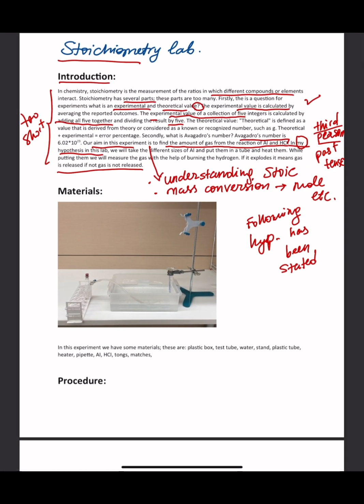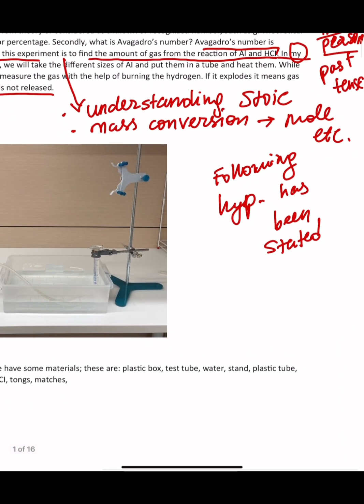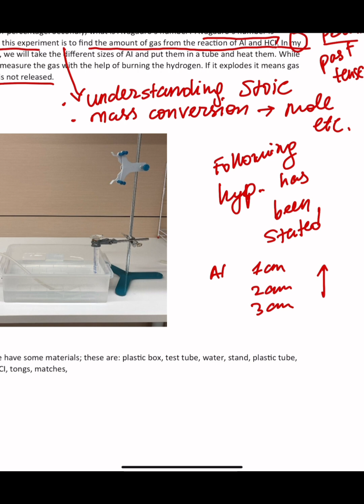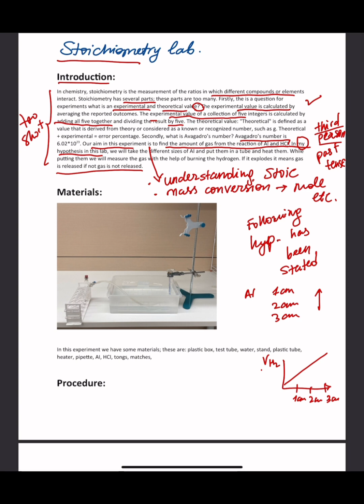Our hypothesis over there was that as we increased the size of aluminium from 1 centimeter to 2 centimeter and then 3 centimeter, the amount of hydrogen released was going to increase. So the graph would be V of hydrogen 2, the volume of hydrogen 2, was going to increase as you increased from 1 centimeter, 2 centimeter, and so on. So your graph would look like this. This was your hypothesis, so the hypothesis is wrong in here too.